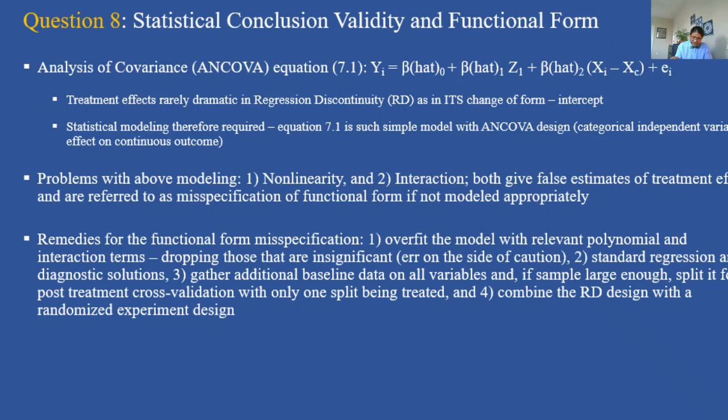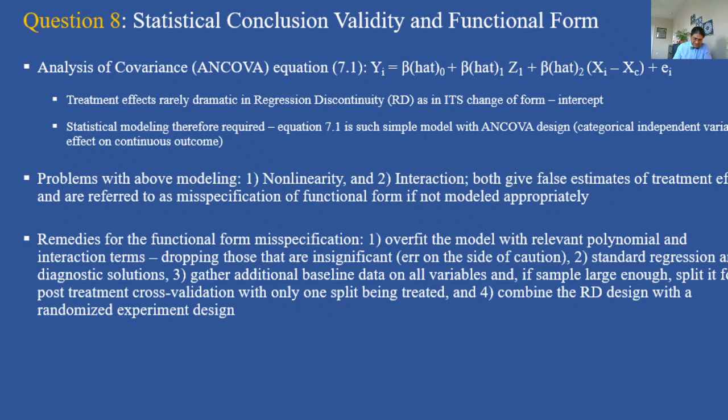The second solution suggested is using standard regression diagnostics and the remedies associated with those. Third is gather additional baseline data on functional form unaffected by treatment, such as pre-treatment data on all variables, and even splitting the sample, if it is large enough, into two groups, and then assigning treatment to one, and then cross-validating later on. But this can be done only with a large sample.